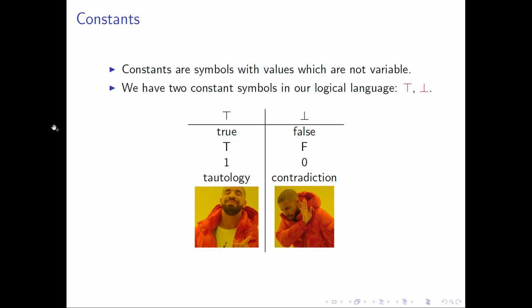So now we're going to sort of build up this logical language. The first thing we're going to have is our constant symbols. So what constants are? They're symbols with values which do not vary. Okay, so they're fixed values. We have two constant symbols in our language. We have the top symbol, which is for true, and the bottom symbol, which is for false.